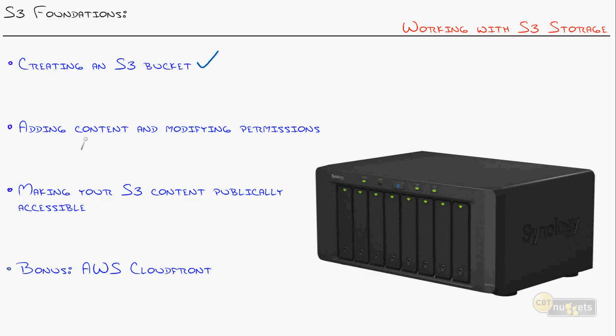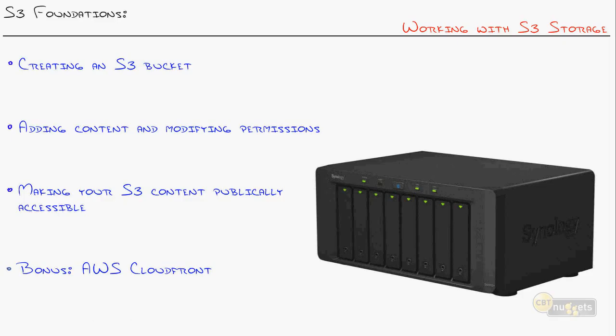That's really easy. Then we'll talk about adding content and modifying the permissions of that content so that people are able to access it beyond just you, and we'll merge that right into making your content publicly accessible. I'll talk about how to do it, and then some tips and tricks to make it look seamless. And then finally, I want to show you AWS CloudFront, which is their edge distribution network that allows you to send your stuff around the world so it responds really fast no matter where people are at.